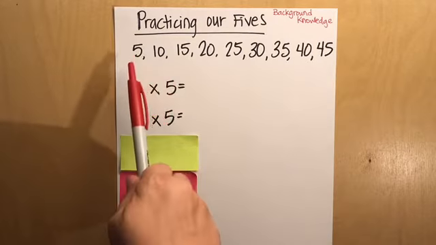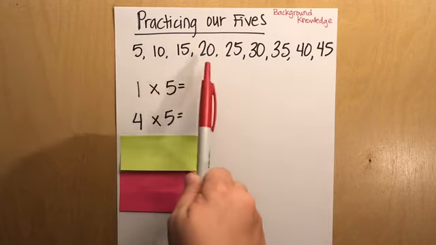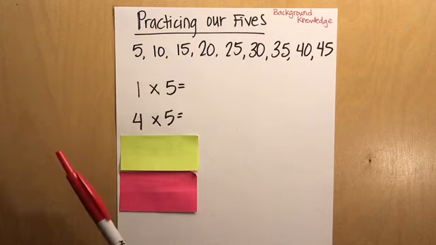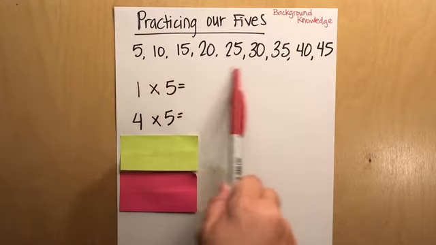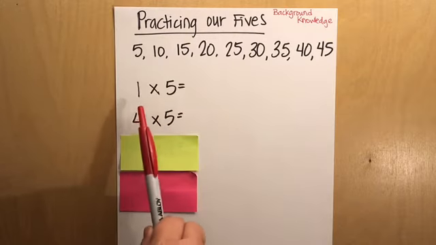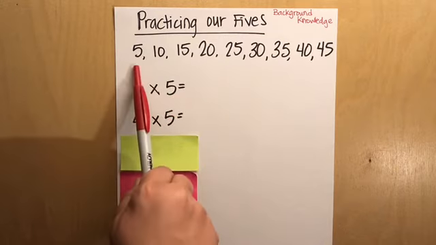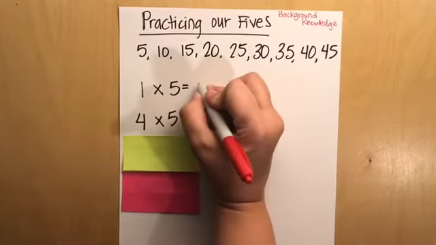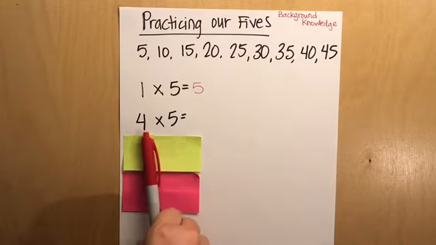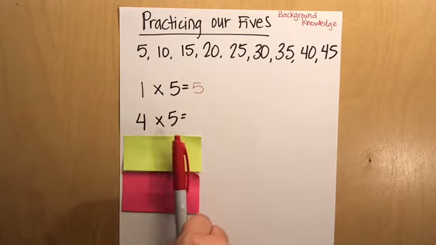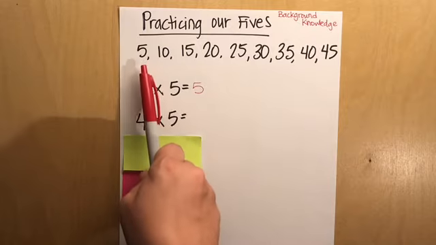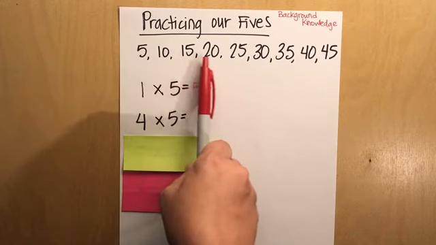Here we go. 5, 10, 15, 20, 25, 30, 35, 40, 45. If we were using our count by fives to help us skip count to find 1 times 5, that means that we have one group of 5, or we skip count by 5 one time, so our answer would be 5. If our problem was 4 groups of 5, or 4 times 5, we would count by 5 4 times to find our answer. So 1, 2, 3, 4.